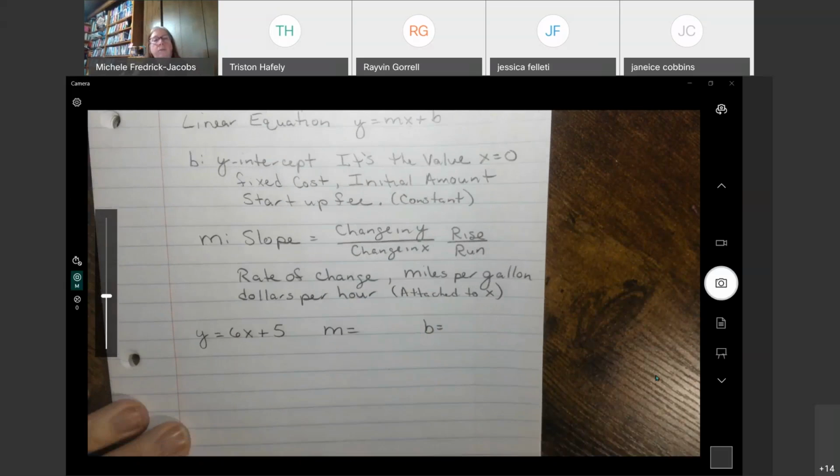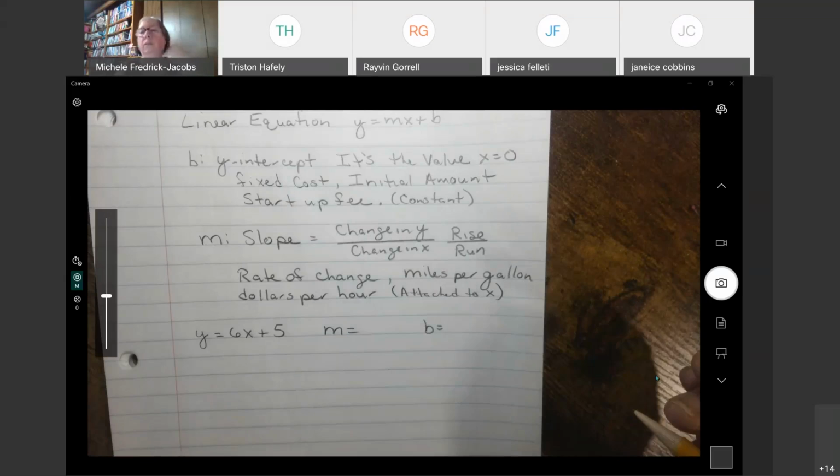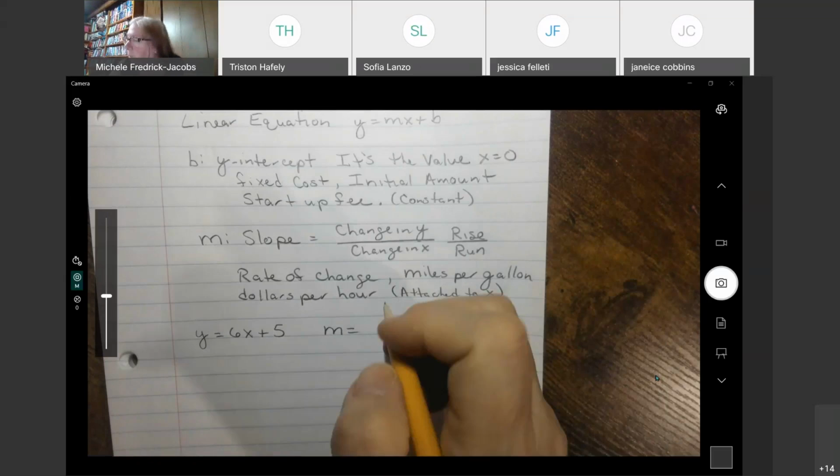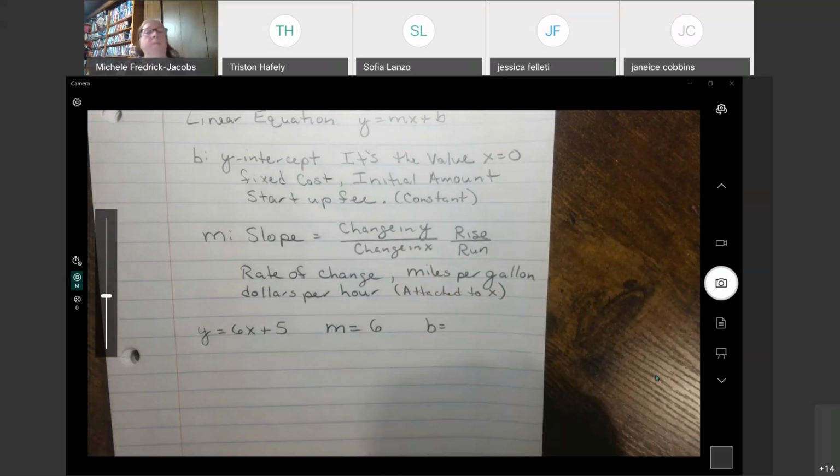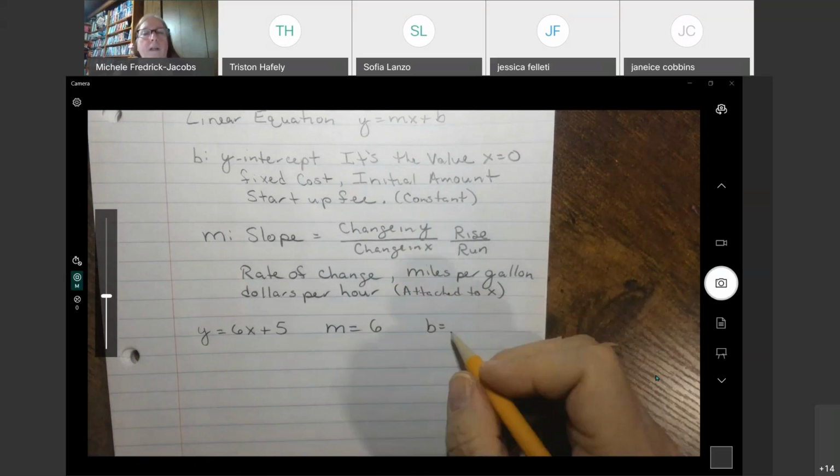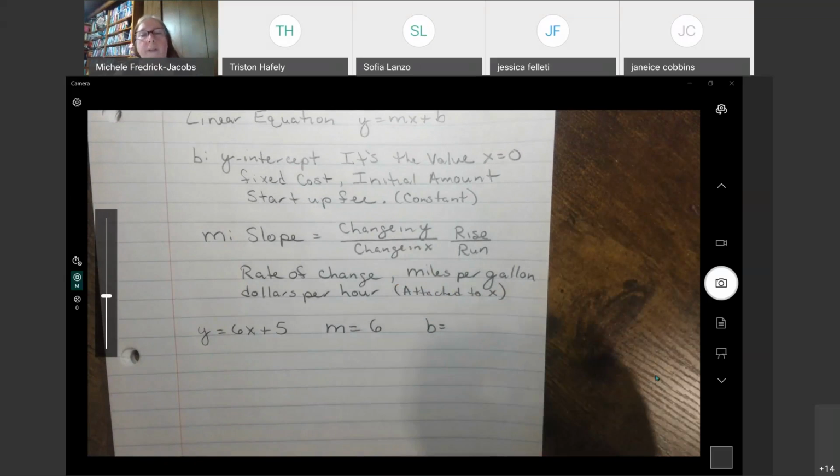So if we have y equals 6x plus 5, what's the slope? 6x. Well, almost. You only want the 6. Oh, okay. And the b, or the y-intercept? 5.